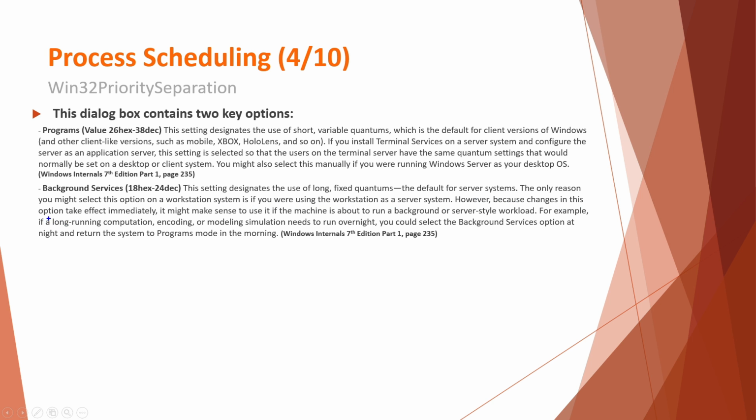However, because changes in this option take effect immediately, it might make sense to use it if the machine is about to run a background or server style workload. So what we also learn from here is that when we change this option, it takes effect immediately, so you don't need to restart your system. For example, if a long computation, encoding, or modeling simulation needs to run overnight, you could select the background services option at night and return the system to program mode in the morning.